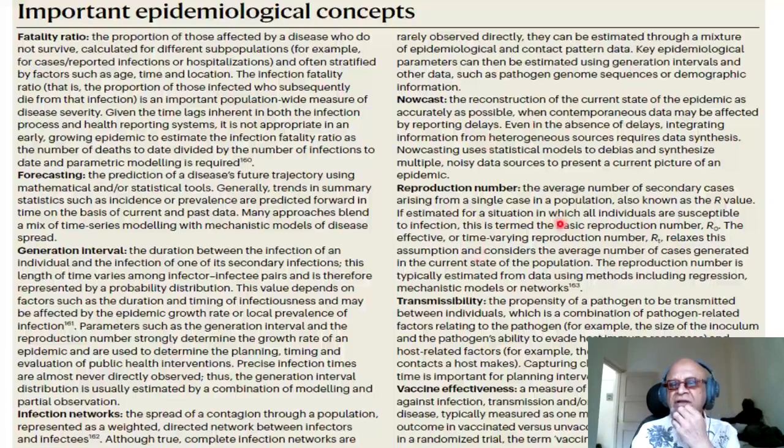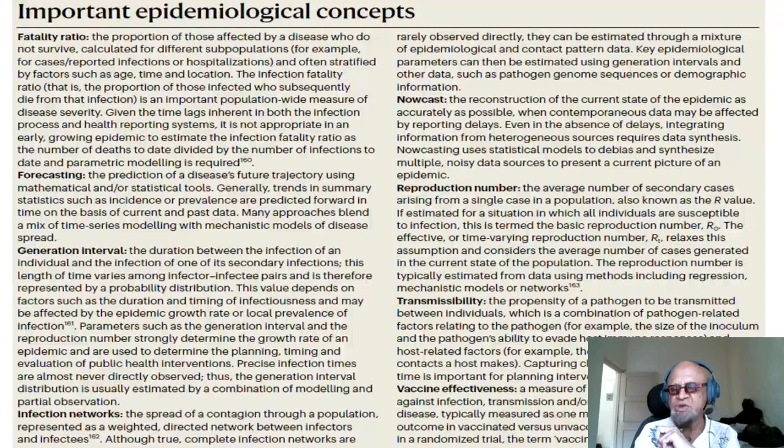Reproduction numbers are the average number of secondary cases arising from a single case in a population, also known as the R value in the SIR and SEIR models. Transmissibility is the propensity of a pathogen to be transmitted between individuals, which is a combination of pathogen-related factors, for example, size of the inoculum and the pathogen's ability to evade host immune responses, and host-related factors such as number and intensity of contacts a host makes. Quarantining, etc., are basically efforts to reduce R, right?